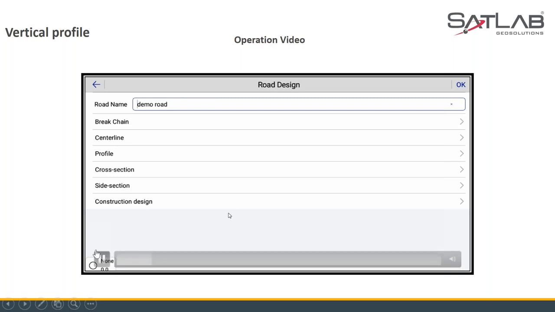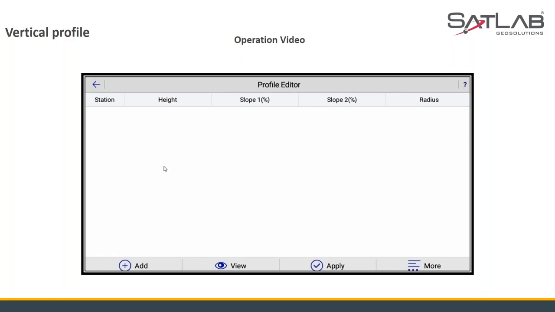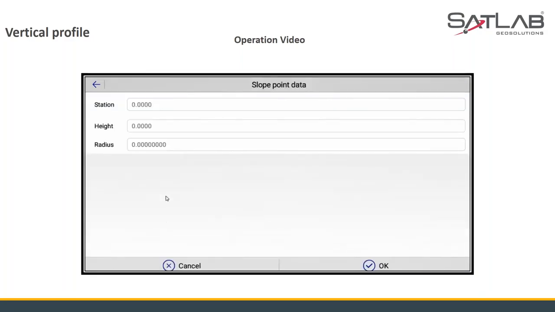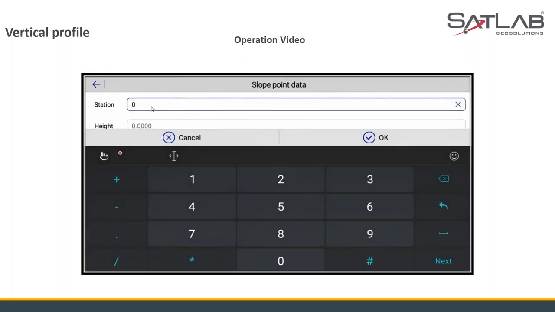So how do you put the vertical intersection in SatSurv? This is more important. SatSurv can only support circular curves between straight lines. These are small videos of the vertical profile.